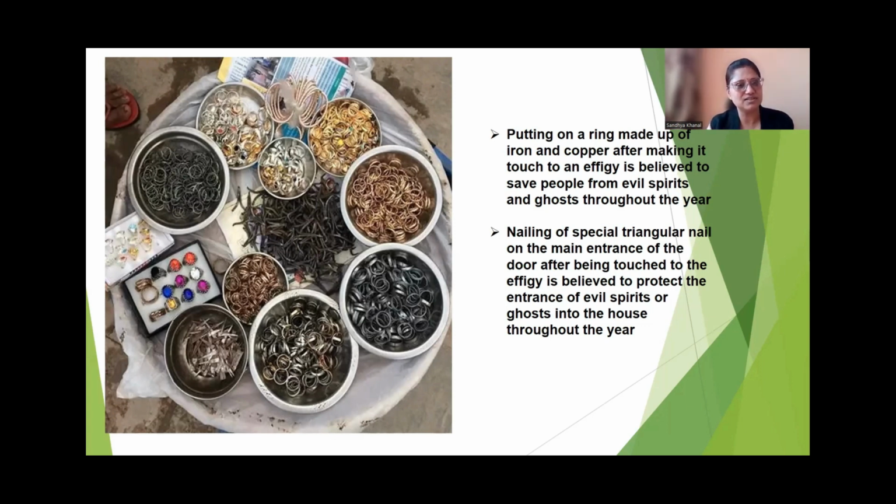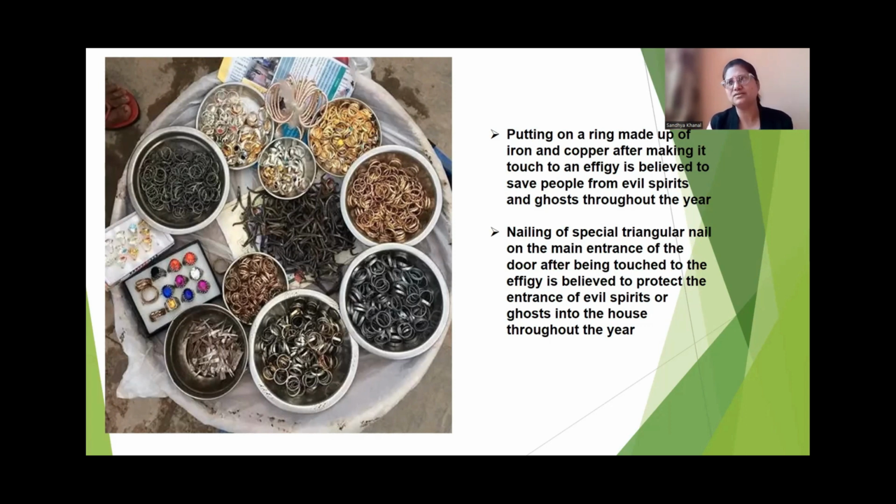And there is this typical type of nail, 3-pointed nails, with points on three sides. So nailing this special triangular nail on the main entrance of the door after being tossed to the effigy of Ghantakarna is believed to protect the entrance from evil spirits or ghosts entering the house throughout the year.